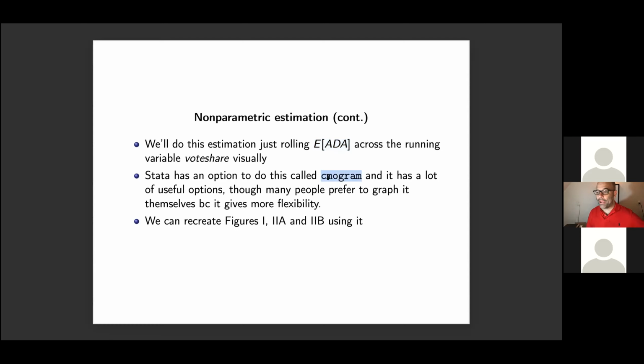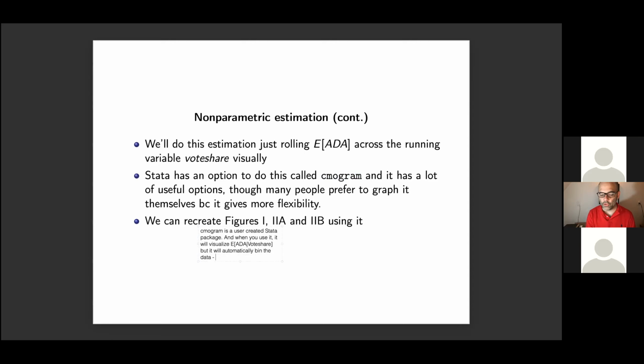But there is a command that I learned from Marcelo Perdillo called Cmogram, and I forget the author's name. It's in the book, and it has a lot of useful options, though many people prefer to program their pictures themselves. Cmogram is nice in Stata because it just does it instantly. It has an automatic binning feature. Cmogram is a user-created Stata package, and when you use it, it will visualize the expectation along the vote share.